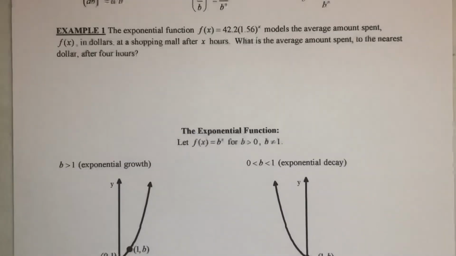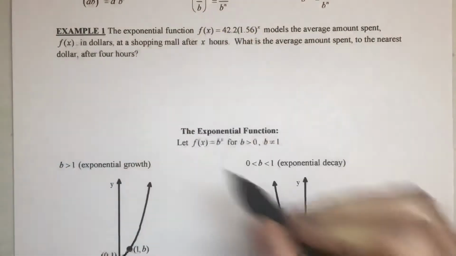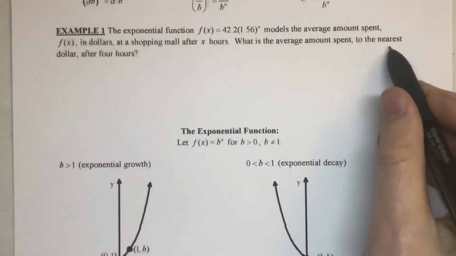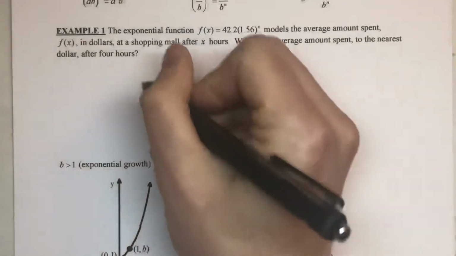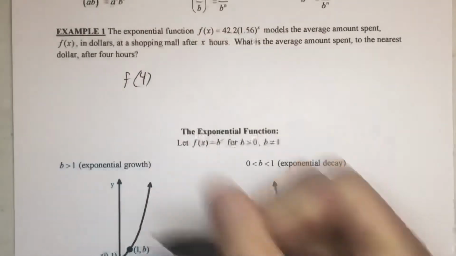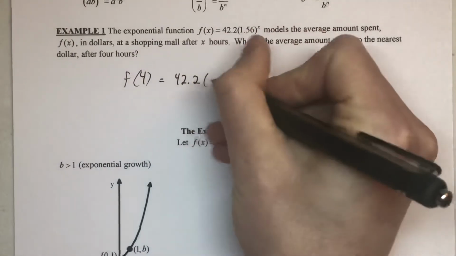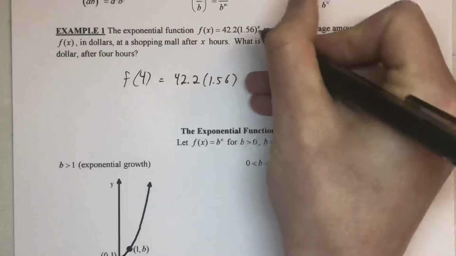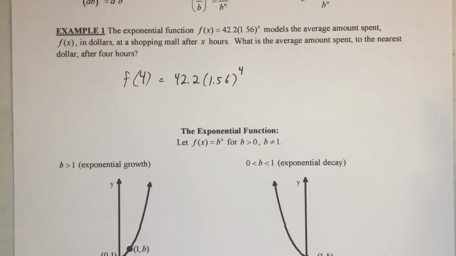So in this question, they're asking for the average amount, which we said is our function value. They're telling us the value for the number of hours, which is x. So this is nothing more than a question of, we say f of 4 equals 42.2 times 1.56, and we're going to be putting a 4 up there to the 4th power. So to do this, you definitely need a calculator.